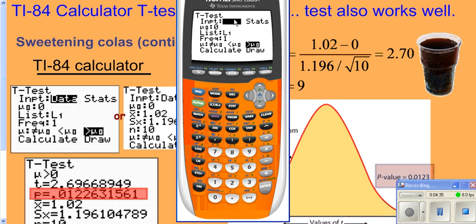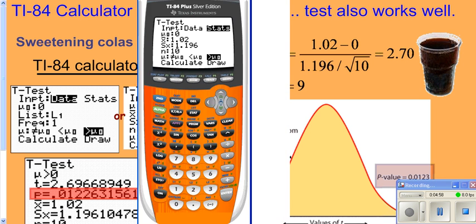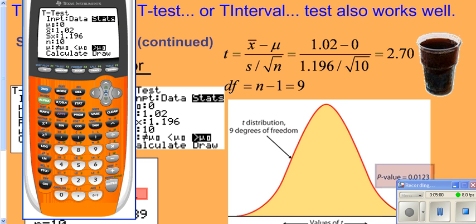If you had your data in list 1, your mu would be 0, your data is here in list 1, and you have a greater than because we're assuming we have sweetness loss, then you can go down to calculate. But if you don't want to have to worry about changing this back and forth, then you just want to go ahead and put your data in list 1, do your one variable stats, and then go ahead and enter your data.